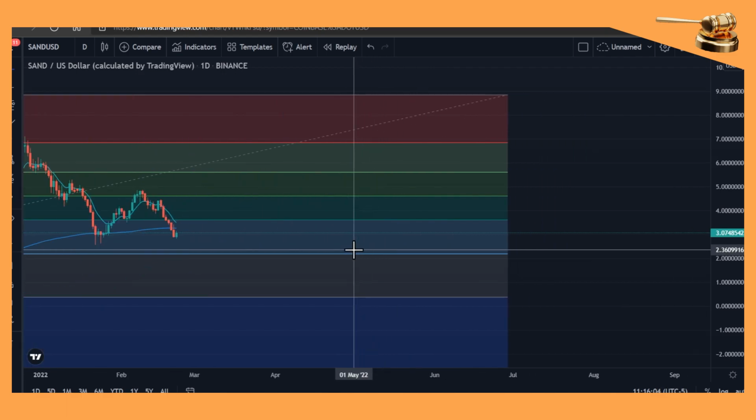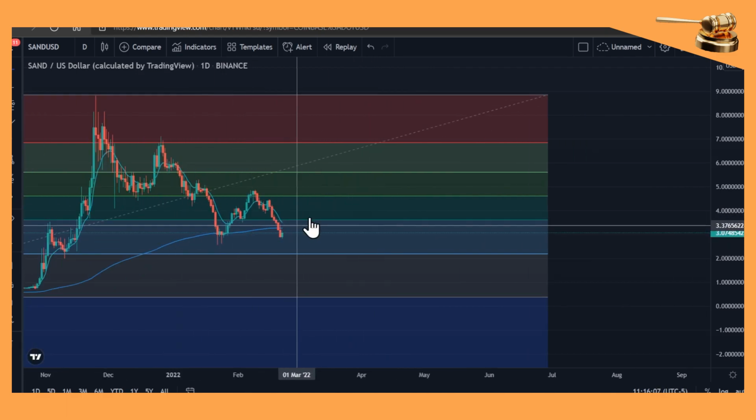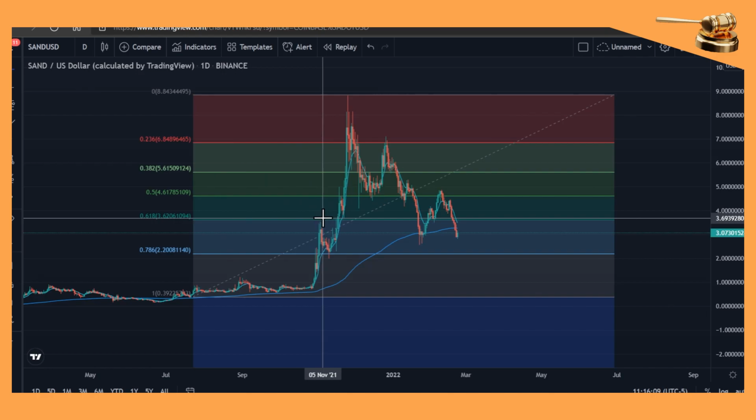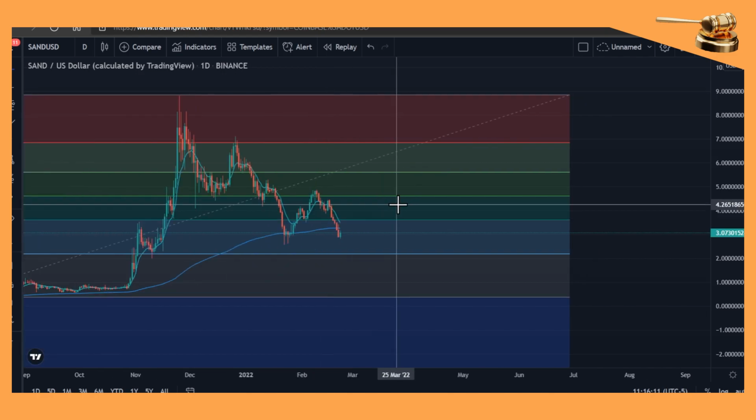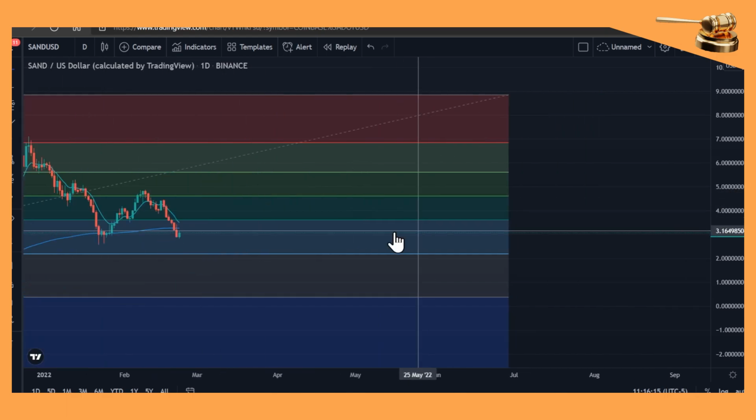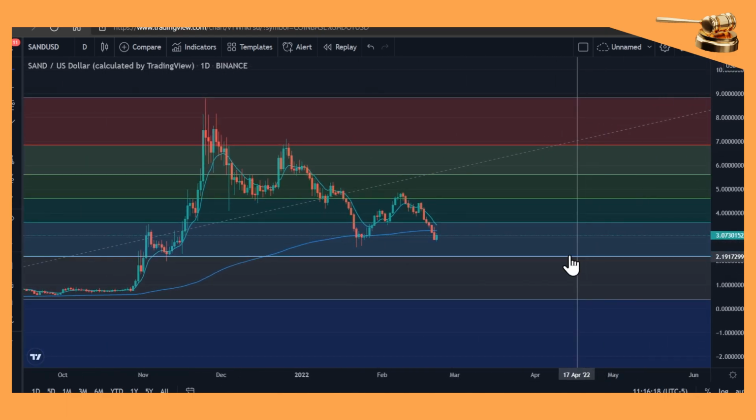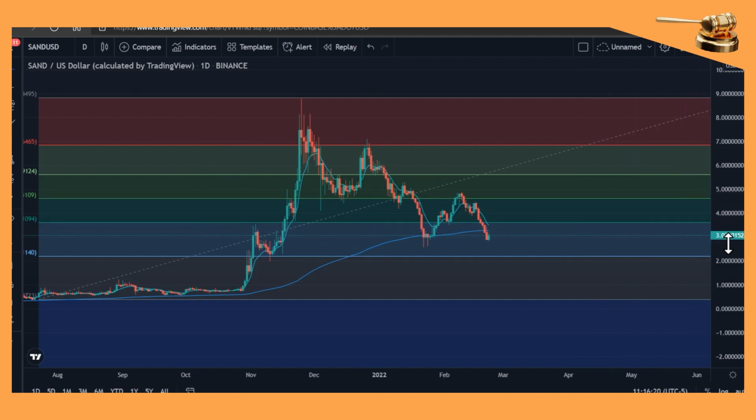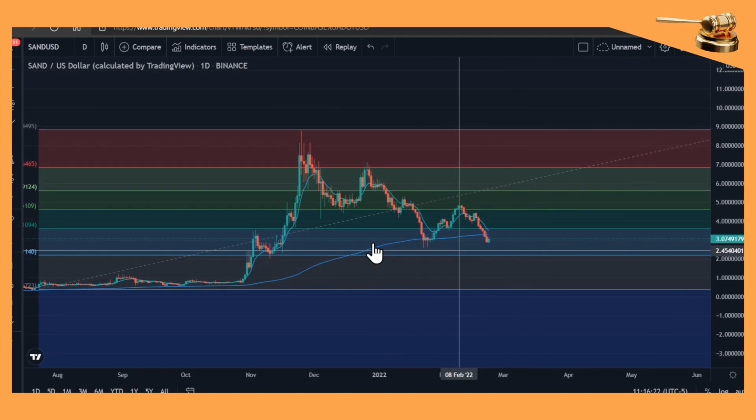So we got to get a move back above here. We really got to get that move back above the 618. Not only that, but above the 50. Once we get past the 50, once we get past this half, then we'll be looking for a big move to the upside whenever it comes to SANDBOX. So the overall trend is still looking down here.